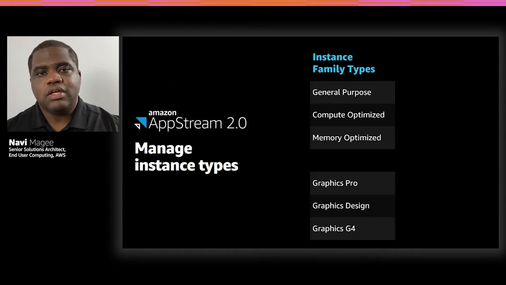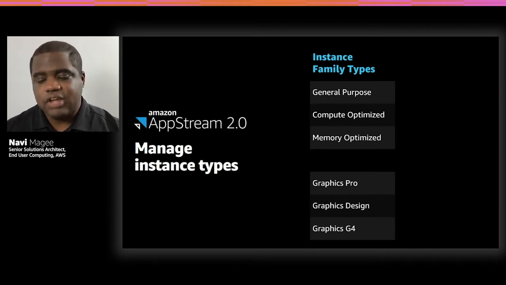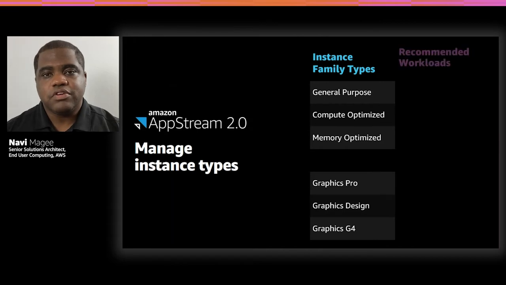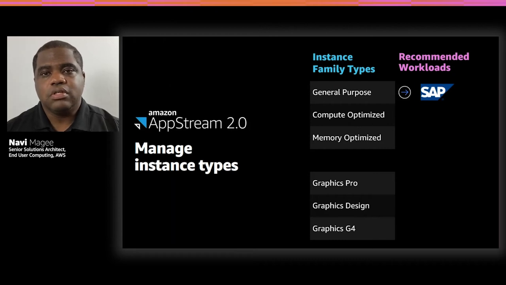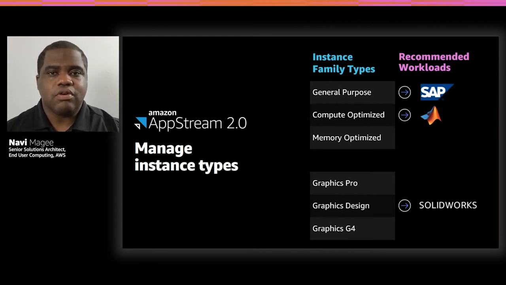And what we like to do at AWS is we like to partner with our customers to provide prescriptive guidance on instance types that you can use for different application workloads. For example, if you're going to run an SAP GUI workload, that would align to our general purpose option. If you have MATLAB, that would align to our compute optimized. And then finally, if you're deploying SolidWorks, that would be aligned to our graphics design workload.